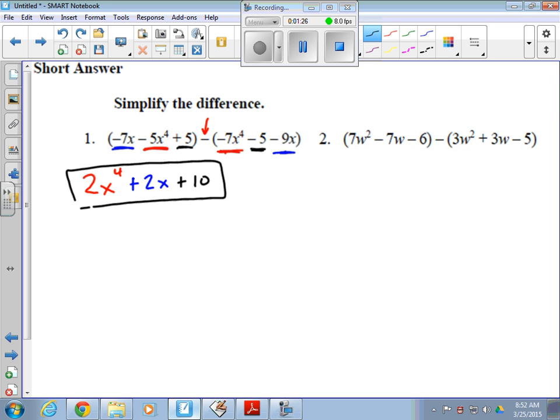We're going to do the same thing with number 2. Start with the largest degree first. It's w squared in this case. 7w squared minus 3w squared. 7 minus 3 is 4w squared. The next biggest degree is w to the first power. Negative 7w, again, minus 3w. Negative 7 minus 3 is negative 10w. Then the last degree is the constant. Negative 6 minus a negative 5. Negative 6 minus a negative means plus 5, which is minus 1.